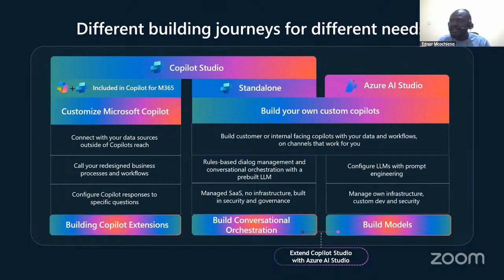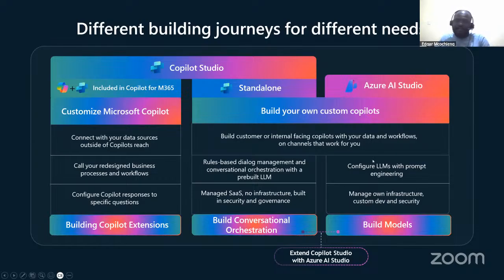Next is Copilot Studio as a standalone. That's low code, so natural language and a little bit of code. We will go through that. We can add rules to it, we can add conversational orchestration, and we can include the inbuilt LLM that we have. We can manage our product as software as a service, with no infrastructure, and it respects all the security features that we have in our organization.